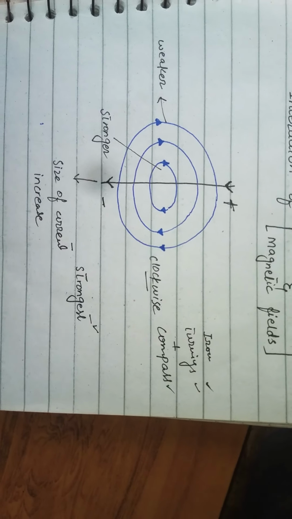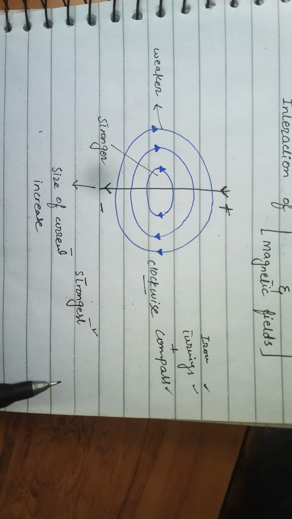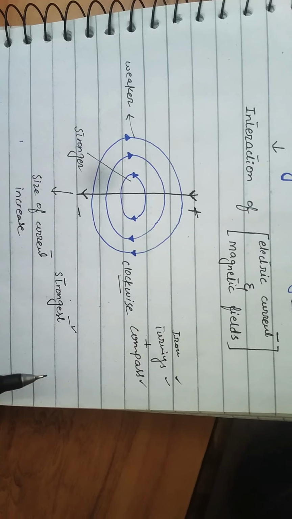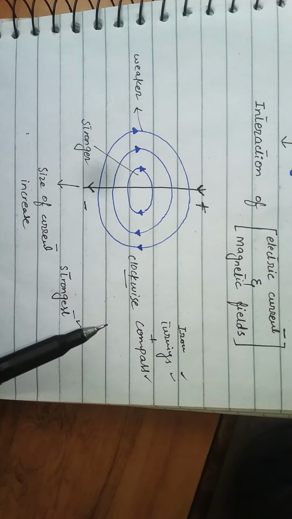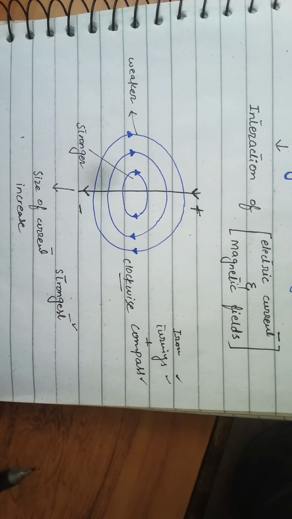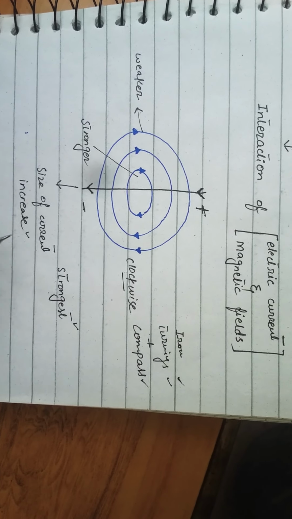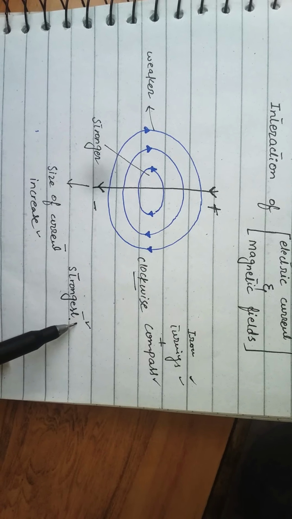What happens to the magnetic field if the size of the current is increased? If the size of the current is increased, then the magnetic field will be stronger.